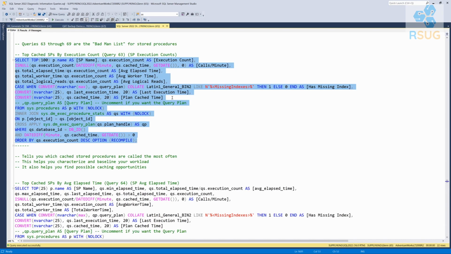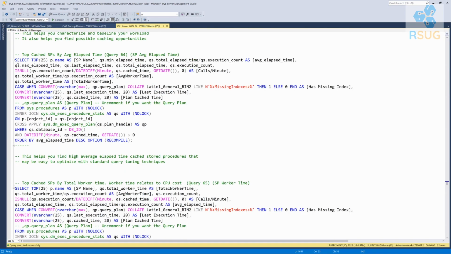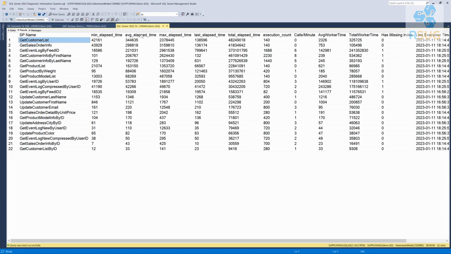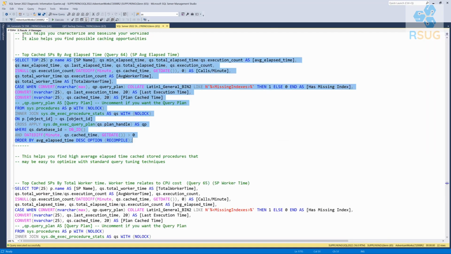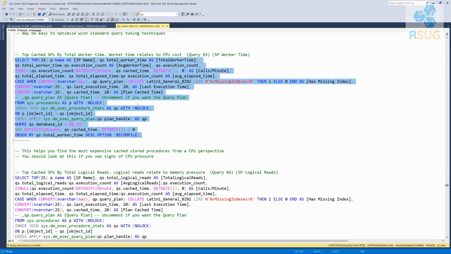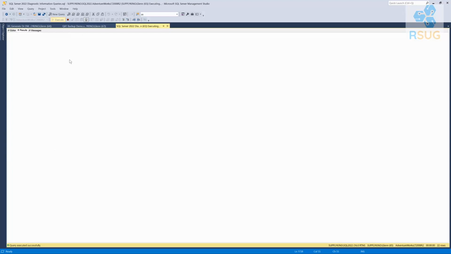So that's for execution counts. And the next one's for average elapsed time. And again, these elapsed times are in microseconds, not milliseconds. And this is sorted by this. So this shows which ones are taking the longest, and people might notice if you do something about them. And then the next one is for total worker time. And this is showing what's causing the most CPU pressure.